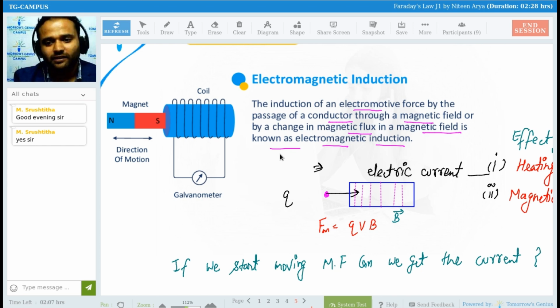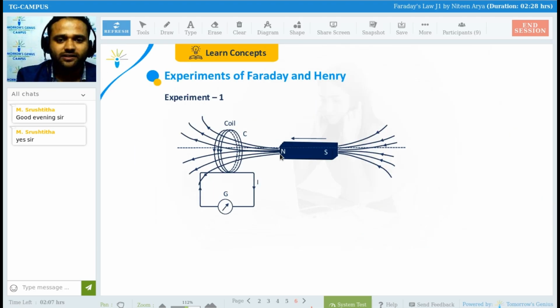And that is written in two small lines. The induction of an electromotive force. Electromotive force is basically a potential, and when we have a potential, we can get the current also. The induction of an EMF by the passage of a conductor through a magnetic field, or by a change in magnetic flux in a magnetic field, is known as electromagnetic induction. So these are the experiments. This is your simple experiment number 1.